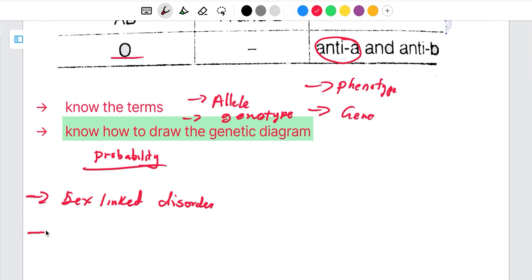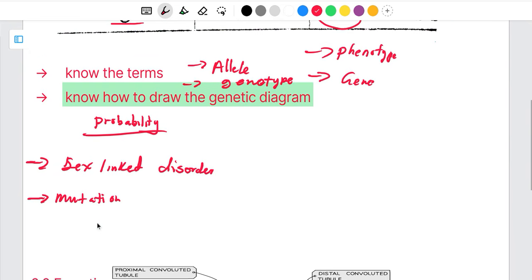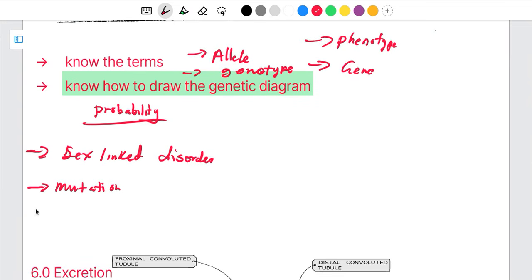You have to know mutation, the definition of mutation, types of mutation, and substances that cause mutation. You have to know all those things and the effect of mutation, as well as variation, with examples of variation in plants and animals, according to discontinuous as well as continuous variation.